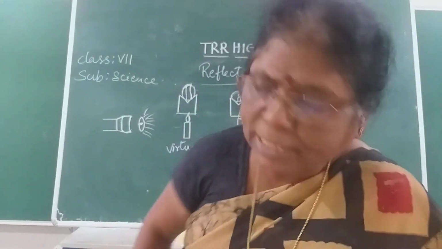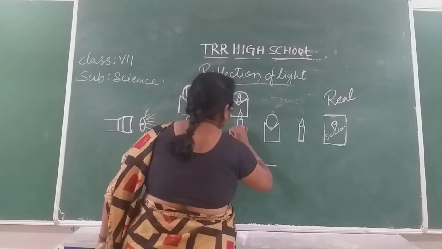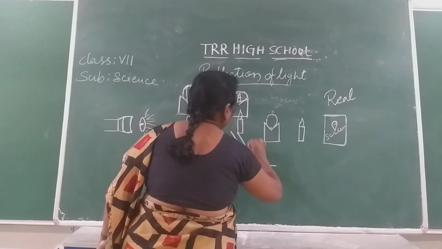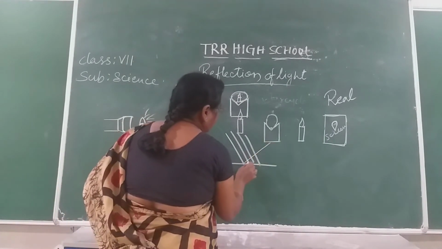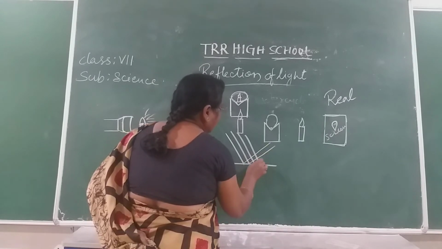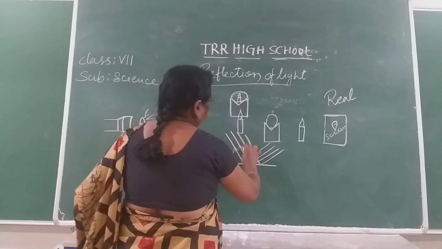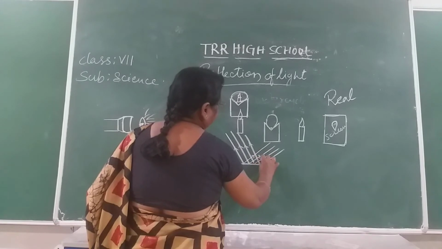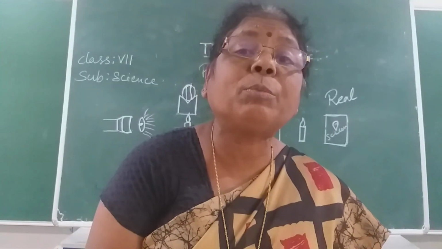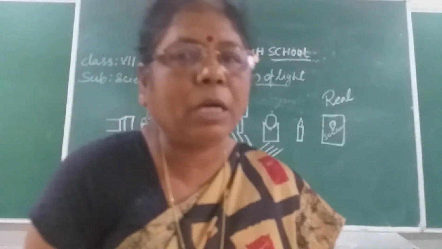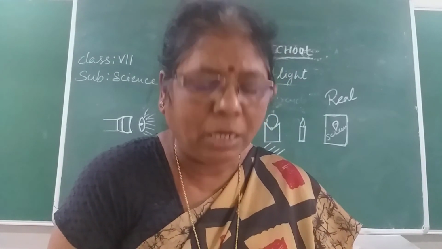So the reflection from a smooth surface, here you are seeing this is a smooth surface, is called regular reflection. The clear images are formed in regular reflection.